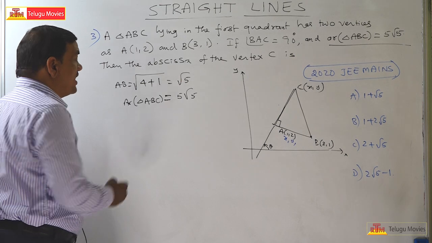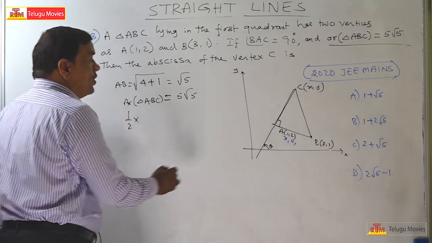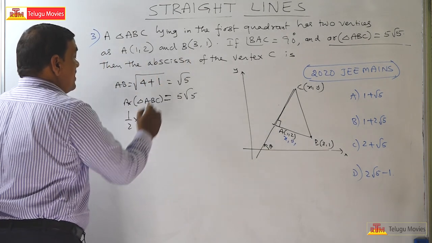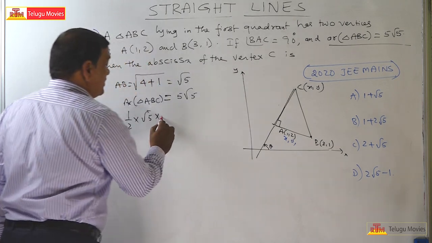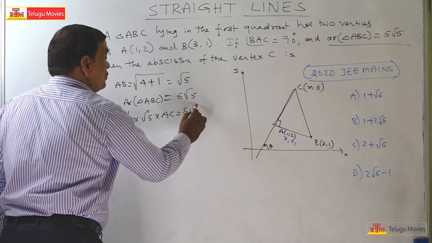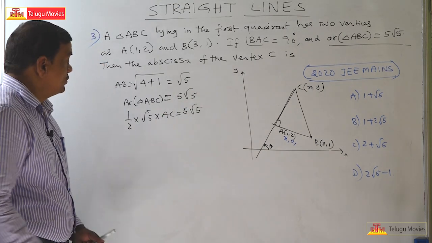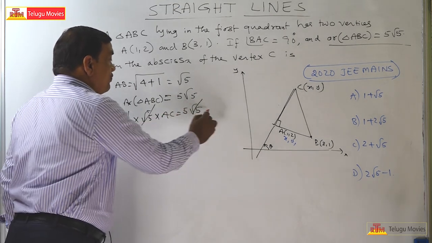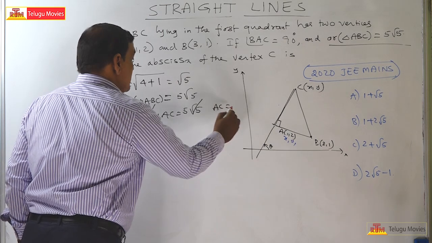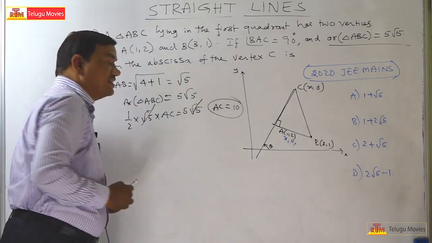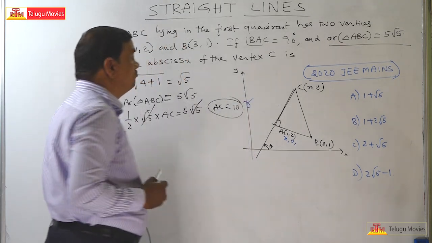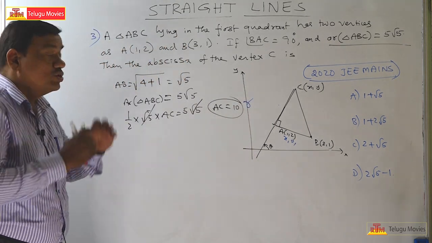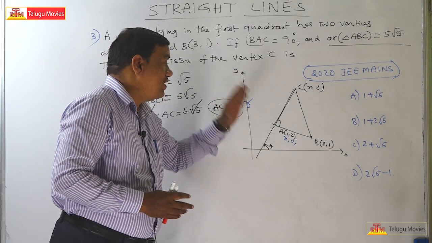So the area of the triangle means half into base AB, whose length is root 5, into height AC. So half into root 5 into AC is equal to 5 root 5. Root 5 cancels, so AC is equal to 10, we got. This is nothing but your R value. So you know x1, y1 and the R value.